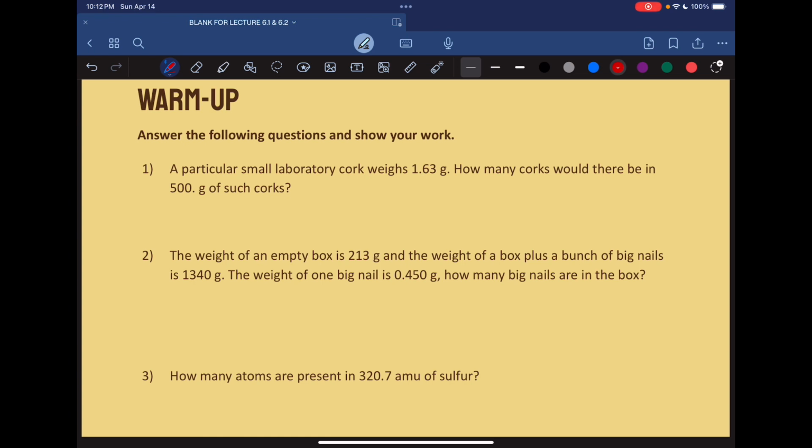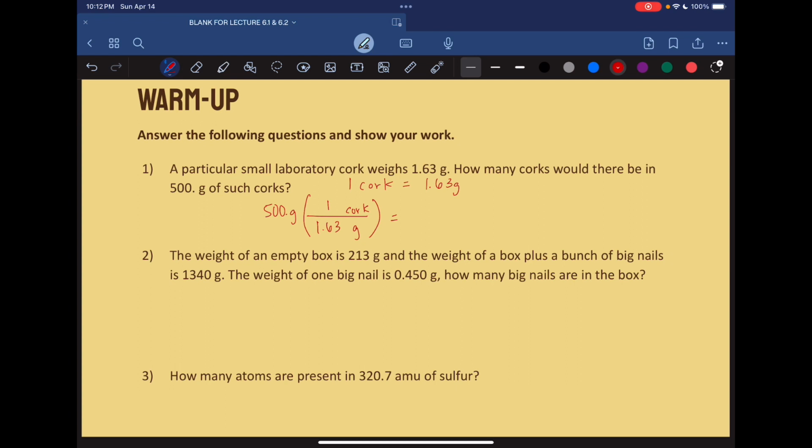Looking at problem 1, a particular small laboratory cork weighs 1.63 grams. So we can write that as 1 cork equals 1.63 grams. How many corks would there be in 500 grams of such corks? We're going to start with 500 grams. Draw our line for converting. Whatever unit you start with needs to be at the bottom, and that's grams. And we are going into corks. So 1.63 will be at the bottom and 1 cork will be at the top.